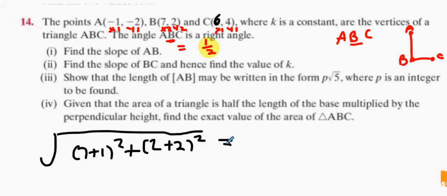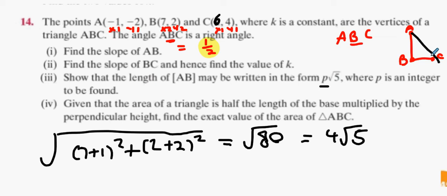Did anybody get 64 plus 16, which is 80? And the square root of 80, if you lob it into the calculator, is 4 root 5. There you go. So P is 4. Alright. Now, given the area of the triangle is half the length of the base multiplied by the perpendicular height, find the exact value of the area of ABC.